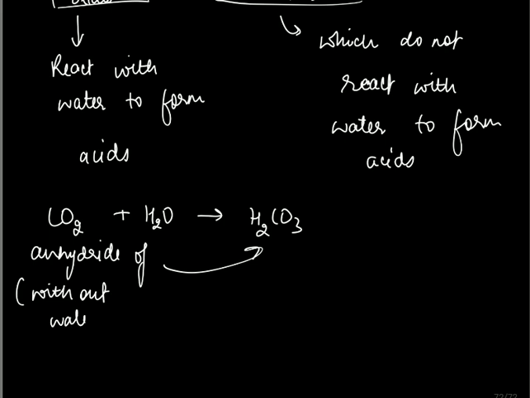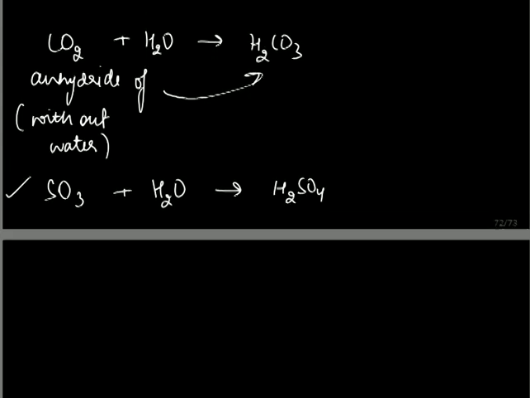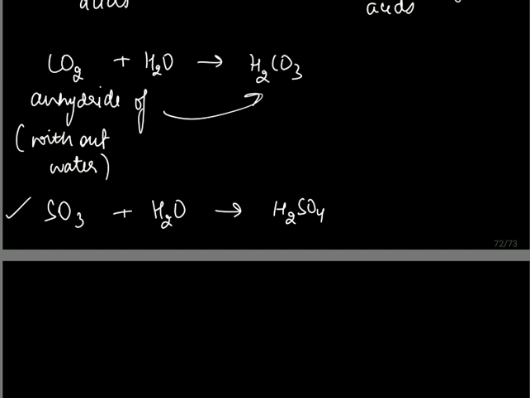So, what is an anhydride of sulfuric acid? We can write more reactions. SO3 reacting with water will give you H2SO4. So, SO3 is an anhydride of sulfuric acid. We have to remember which oxides are giving what acid.